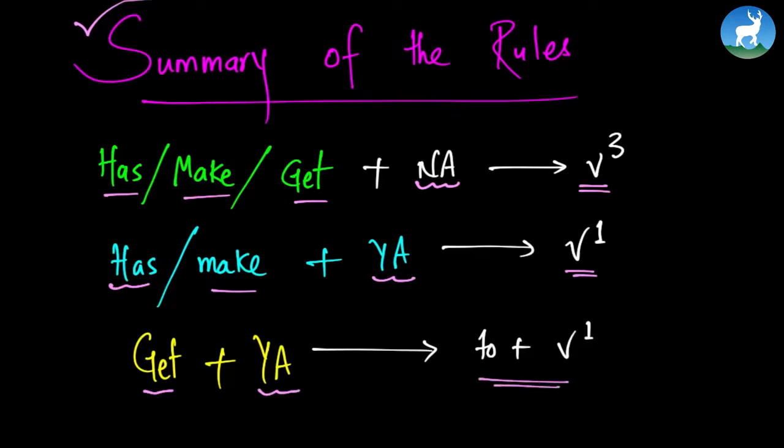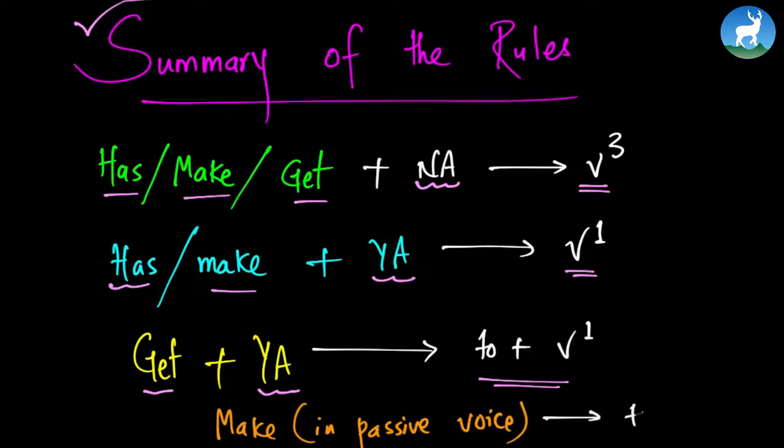There's an exception to this rule, right? Whenever we use make in passive voice, simply as made, we use to plus V1. Like I was made to dance in the class, not I was made dance. I was made to dance in the class. So this is the exception. Grammar is full of exceptions. Grammar is a science that is full of exceptions. So this is the exception that we have. Please memorize this rule. It's pretty easy.